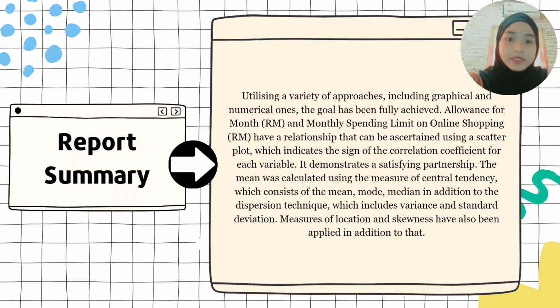For the report summary, the goal has been fully achieved. Allowance for month and monthly spending limit on online shopping have a relationship that can be ascertained using a scatter plot, which indicates the sign of the correlation coefficient for each variable. It demonstrates a satisfying relationship. The analysis was calculated using the measures of central tendency that consist of mean, mode and median, in addition to the dispersion technique, which includes the variance and standard deviation.